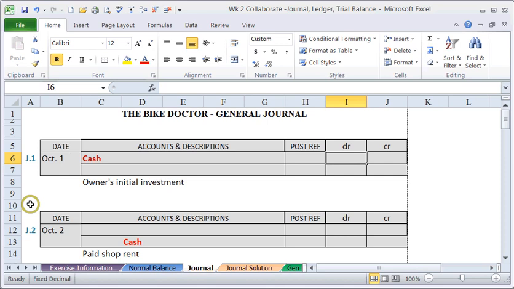The date of the transaction is recorded, and then in the accounts and description section, we'll write the names of the accounts that are affected by this transaction. The description of the transaction is recorded below the journal entry. In the post reference column, we will be recording the account numbers, but that will be completed when we post this transaction to the general ledger. And the last section of the journal is where we record the debits and credits. So let's record a few of these transactions.